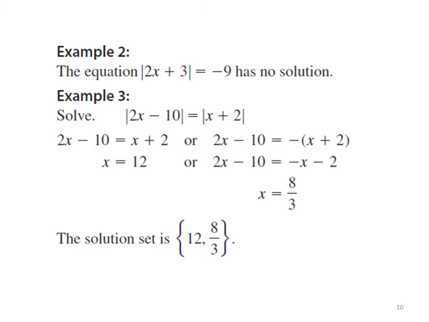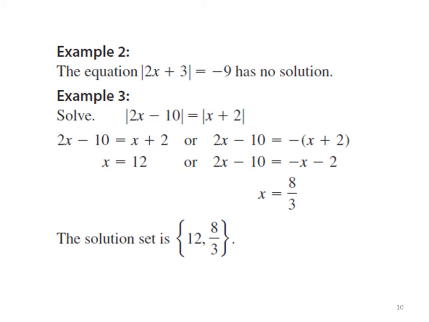Let's look at the third type of absolute value equations. We want to solve the equation, the absolute value of 2x minus 10 equal to the absolute value of x plus 2. Here, 2x minus 10 is equal to x plus 2, or 2x minus 10 equals minus x plus 2. Again, you will have two solutions.